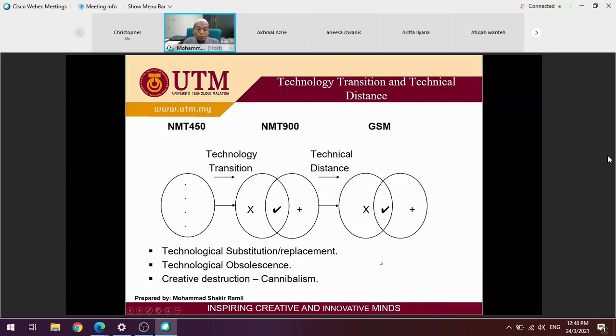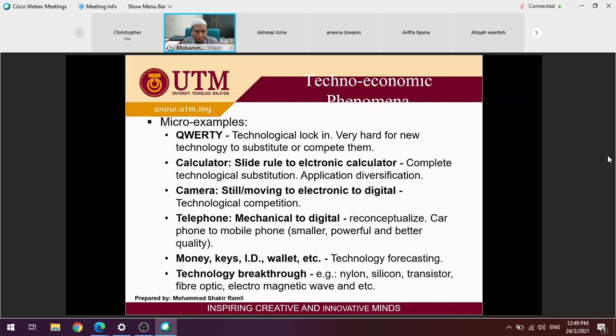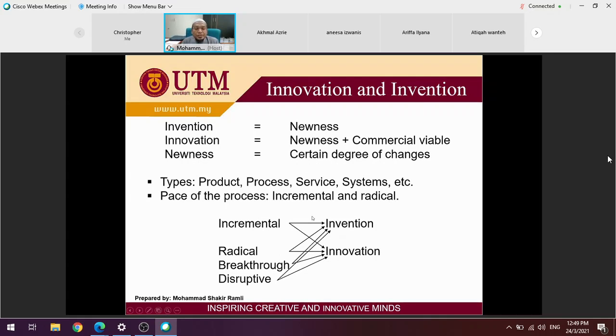Also in camera or photography technology, previously they used film or magnetic tape technology, then changed to digital storage of camera. I gave a few examples last Monday. We talked about camera, calculator, all of this showing technological substitution from one state to another, or transition or replacement. This is innovation, change or newness.